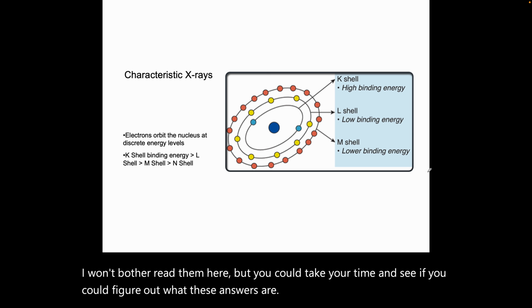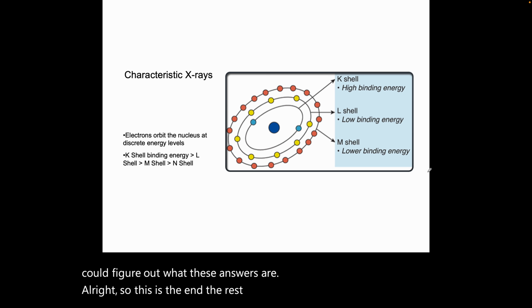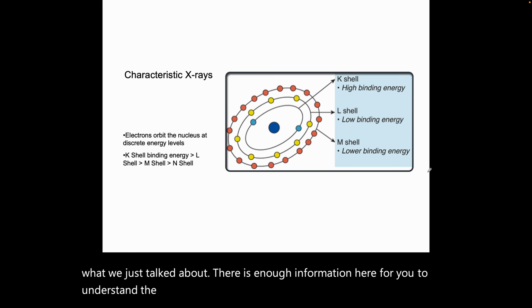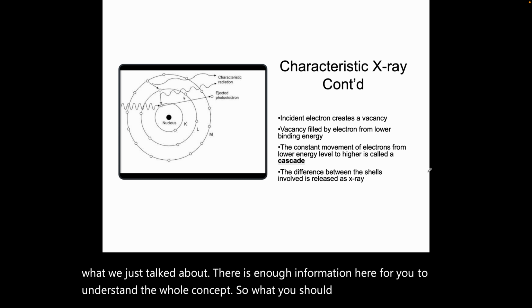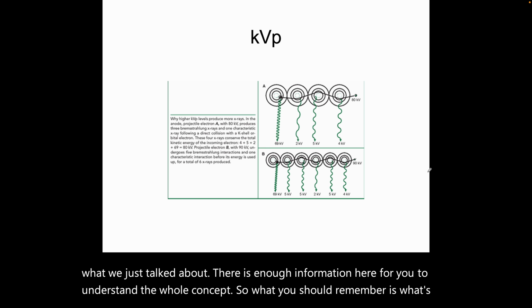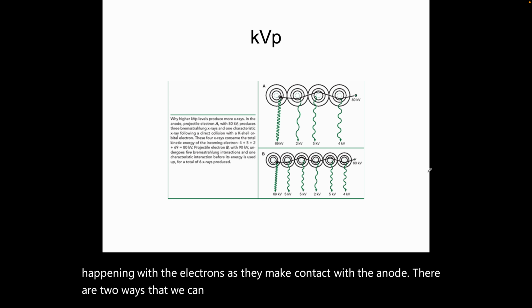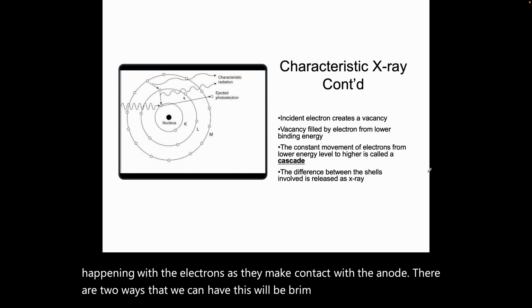All right, so this is the end. The rest of these slides is reiterating what we just talked about. There is enough information here for you to understand the whole concept. What you should remember is what's happening with the electrons as they make contact with the anode. There are two ways that we can have this: Brem photons and characteristic.